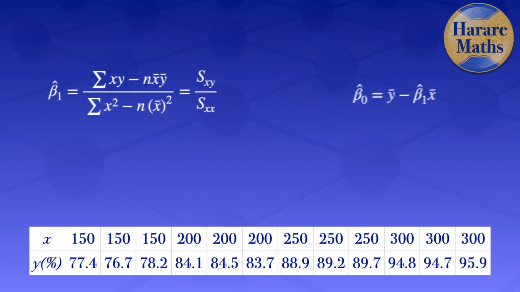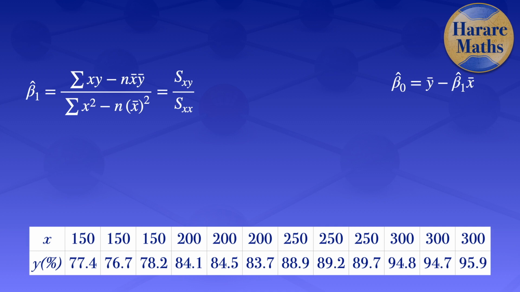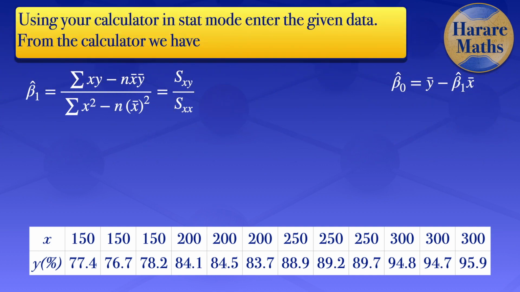These formulas for beta 1 hat and beta naught hat, we can find them in the formula booklet which will be given in the tests or exams. So these formulas will be given. What is needed is to calculate the following values: the summation of xy, the x bar, the y bar, the summation of x squared. What you need is a calculator which has a statistics mode. If you enter your variables, the x and the y there, you will then get the summation of x from the calculator.